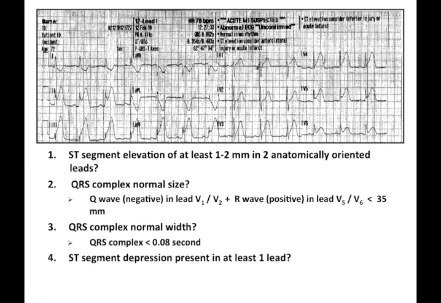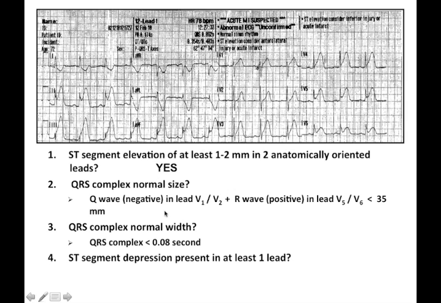Here's a slightly more dramatic ECG. Again, an adult with chest pain that we're concerned may be having a heart attack. We ask the first question, is ST elevation present in at least two leads? The answer to that question is yes. If we look in leads 2, 3, and AVF, we see significant ST elevation. So we will answer yes to question 1.